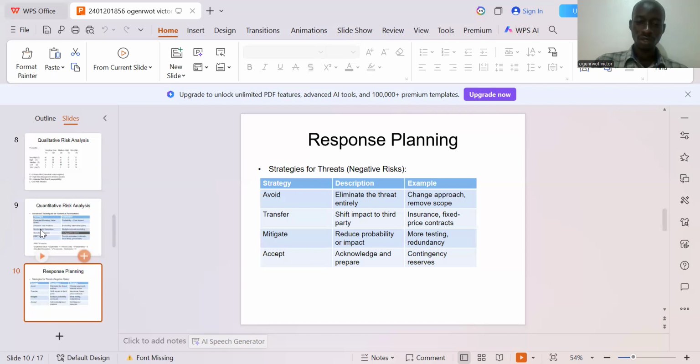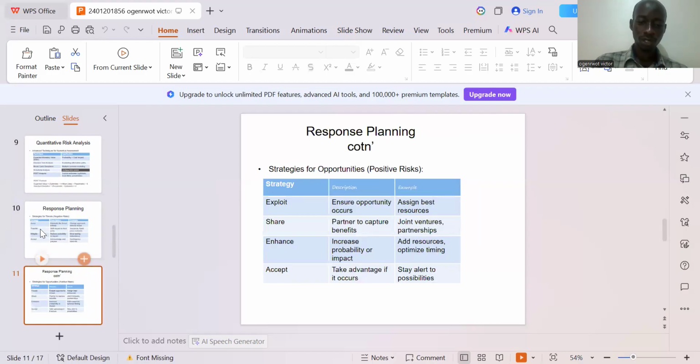Could be insurance, fixed price. So you mitigate and you accept. Sometimes you have to acknowledge. So coming to the positive, we have exploit, share, enhance, and accept. Basically, that is where you take advantage of these positive risks that have manifested during your project.